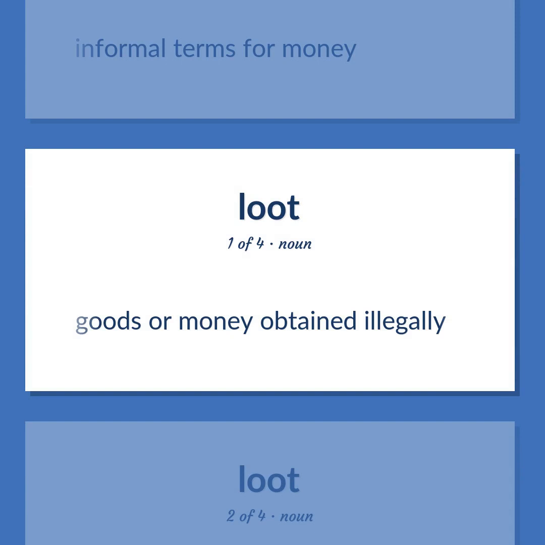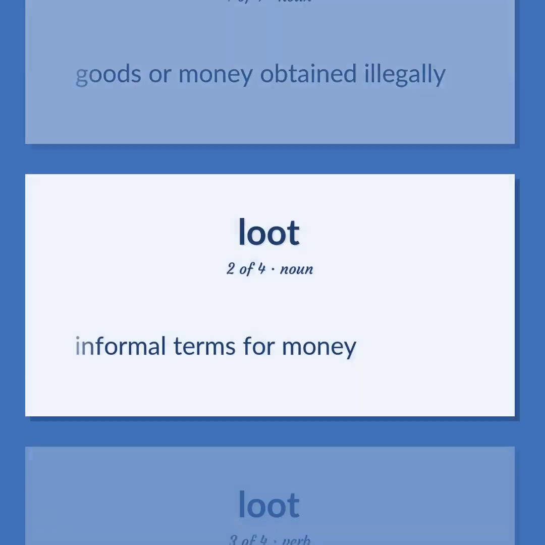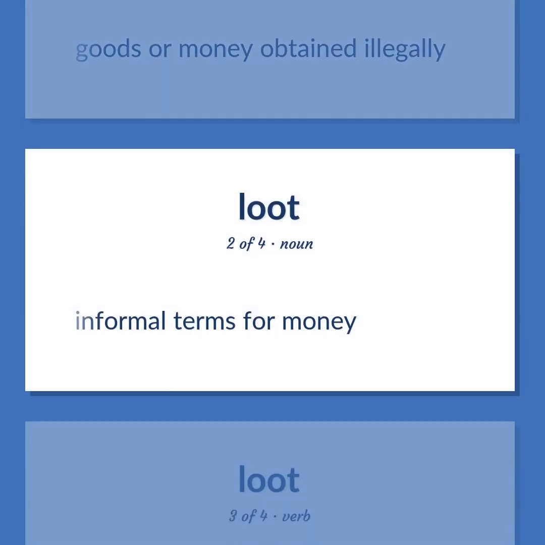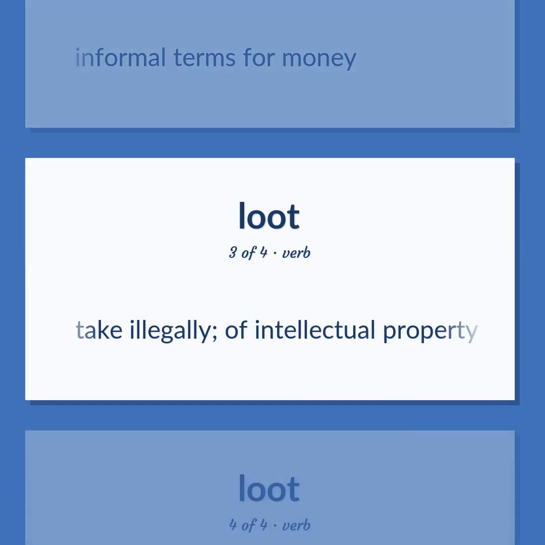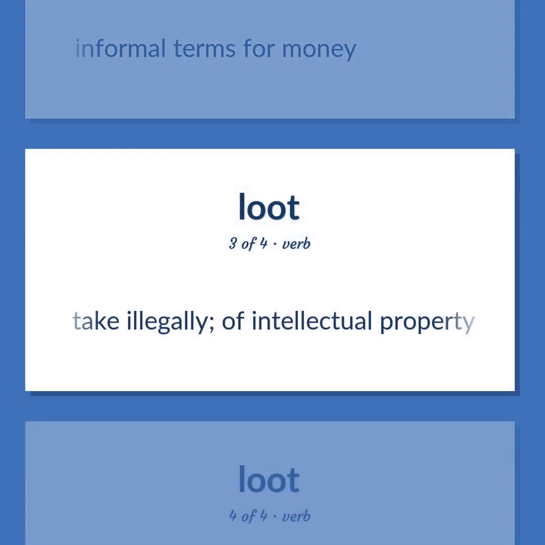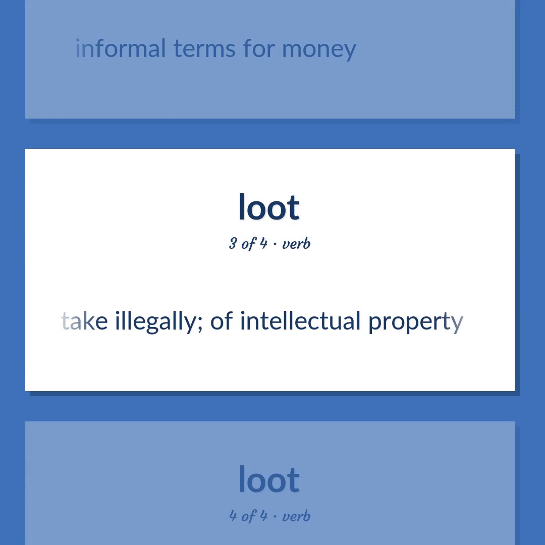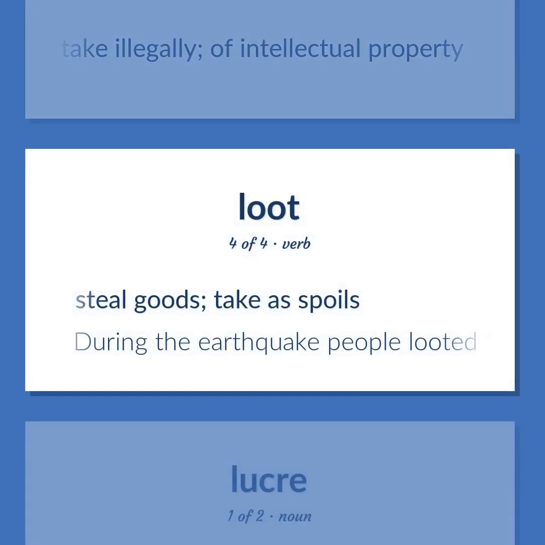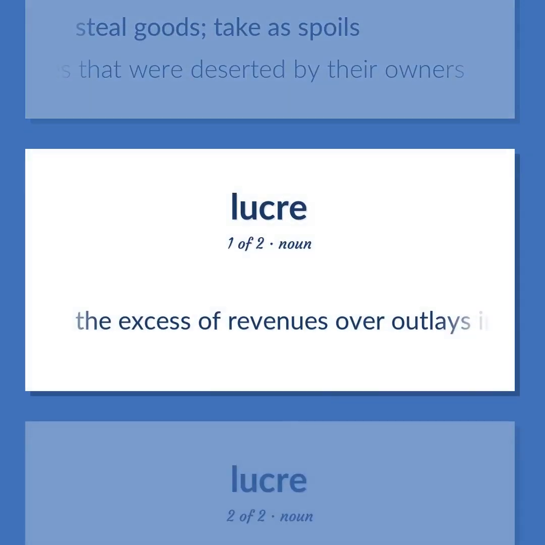Goods or money obtained illegally. Informal terms for money. Take illegally, of intellectual property. Steal goods, take as spoils. During the earthquake, people looted the stores that were deserted by their owners. The excess of revenues over outlays in a given period of time, including depreciation and other non-cash expenses.